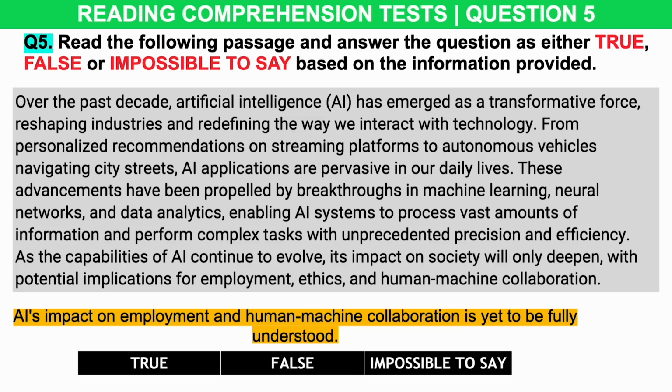If you think it's false, there must be evidence in the text which contradicts the statement. For example, if the question statement says, all swans are white, but the text says there is such a thing as a black swan, then the statement is false because it is directly contradicted by the text. Impossible to say. If you think it's impossible to say, there is not enough evidence to verify that the statement is true or false. So the correct answer therefore has to be impossible to say. Simply put, this means you cannot say the statement is true or false based on the information provided in the passage.